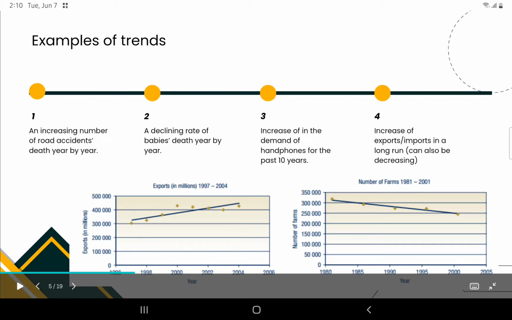In Malay we also call it trend. Trend dalam bahasa Melayu pun nama dia trend, TREN. So for example, semua ada menunjukkan trend. Trend accident di jalan raya, trend kematian bayi. Semua ni adalah trend.